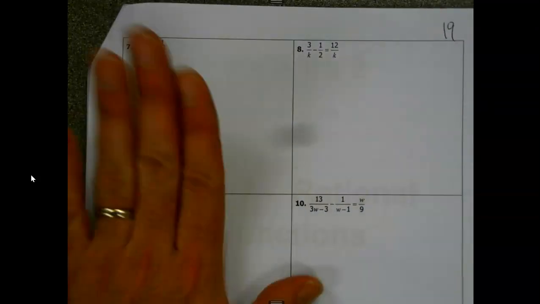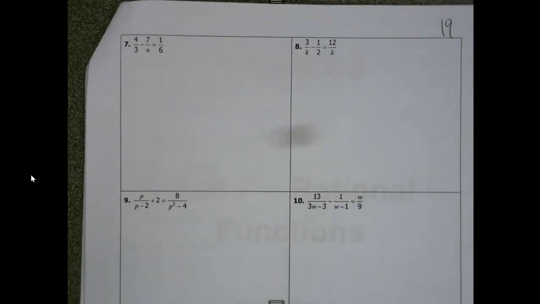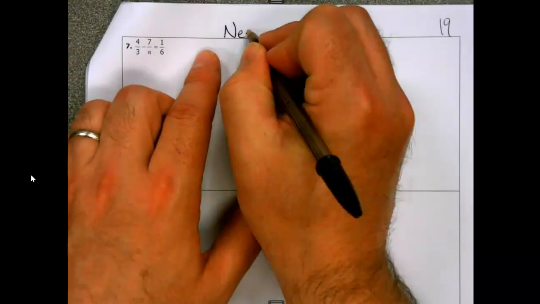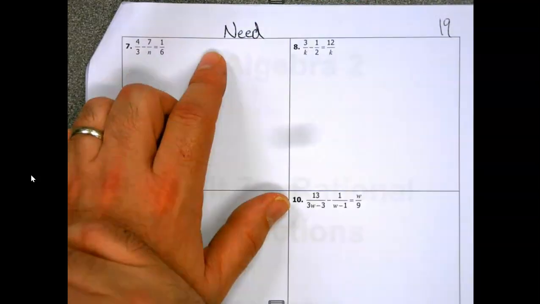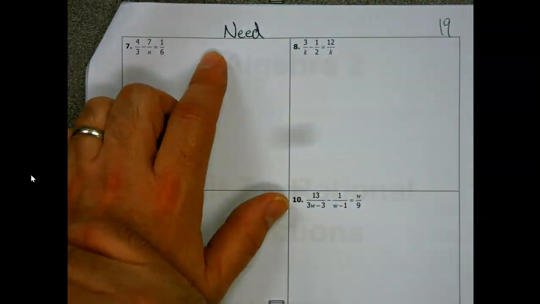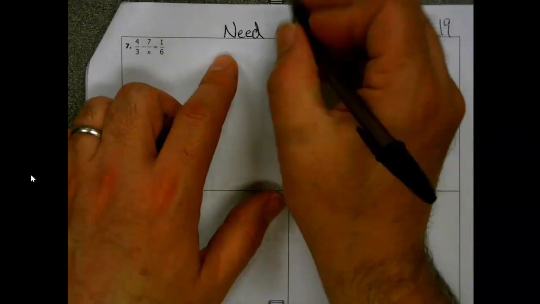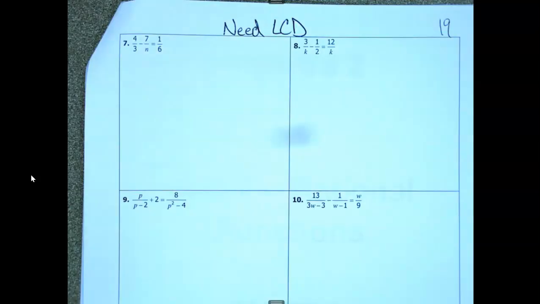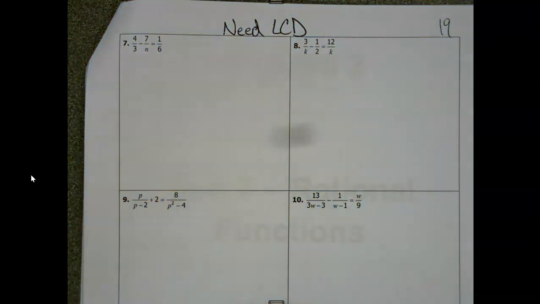Okay. Last one, number 7. So you're like, wait, that's a third fraction. It is. When we get back here, hang on. I'm not going to cut this all the way down to 4 problems and have us piddling around for 20 minutes. So I'm only going to do one. So when we get back here, we need an LCD.